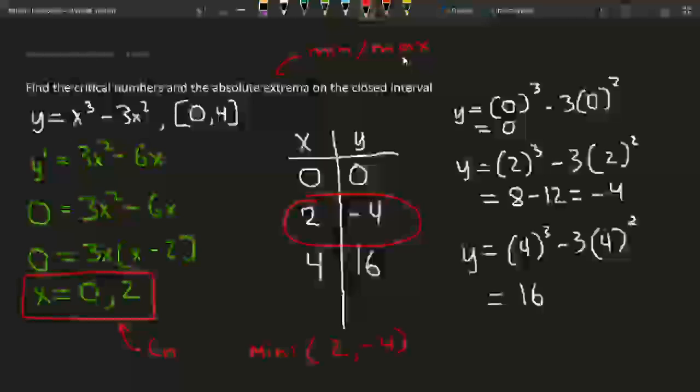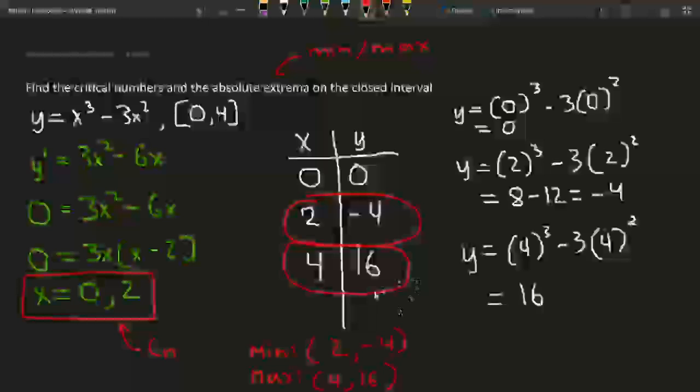And now what about the maximum? Well, the absolute maximum would be located at the highest y value. So, in order to find the highest y value, we look at our table. There's a 0, there's a negative 4, and there's a 16. Well, negative 4 was already taken, and 16 is obviously greater than 0. So hence, this would be our absolute maximum right here. So, we'll write right here, maximum is equal to 4 comma 16.